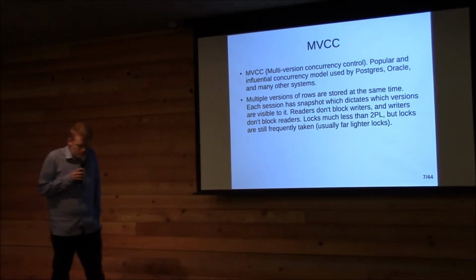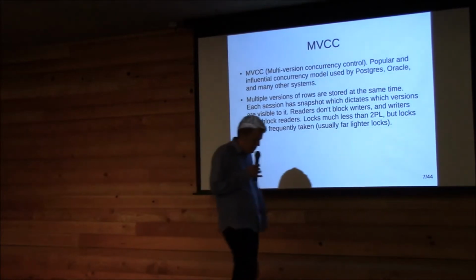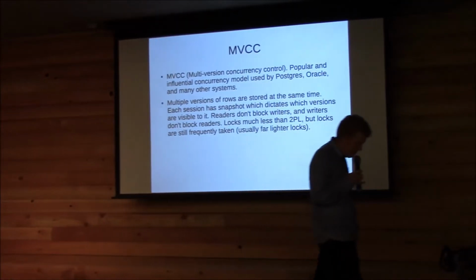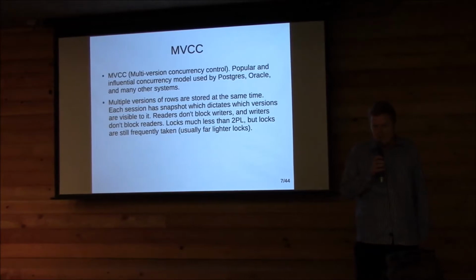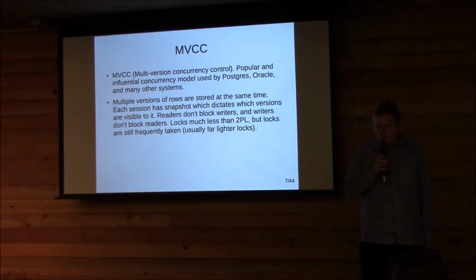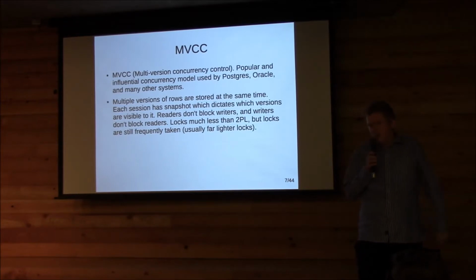So the concept here is that multiple versions of any given row are stored at the same time, and different sessions will have inconsistent ideas as to what the contents of different tables are. They see things according to their current snapshot. If you do an update, updates are not in place. Rather, you create a new row version, and then the old row version becomes invisible to your transaction, and yet may well still be visible to another.